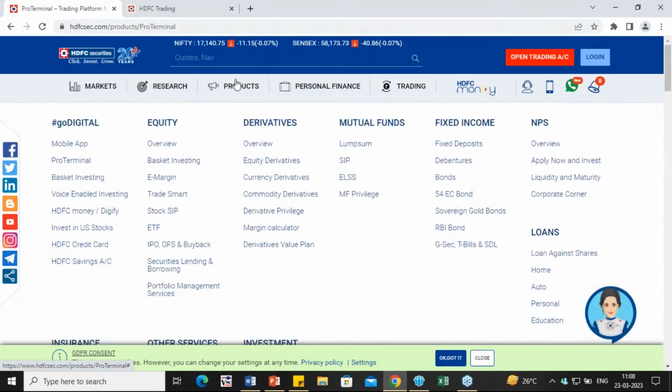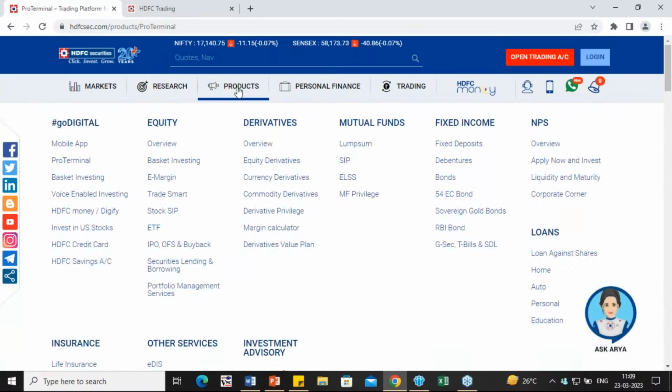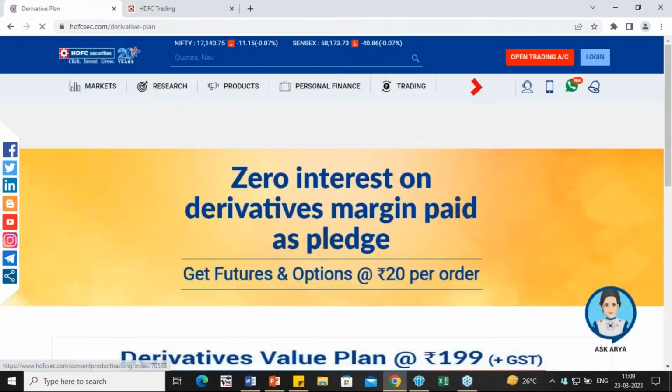Basically, you have to click on Product. If you already have derivative privilege in your account and you are doing derivative trading, we have a plan for those traders who trade in derivatives. In the third column, you can find Derivatives. In the derivatives, you have to click on the Derivative Value Plan. Once you click on the Derivative Value Plan, in that you can see.